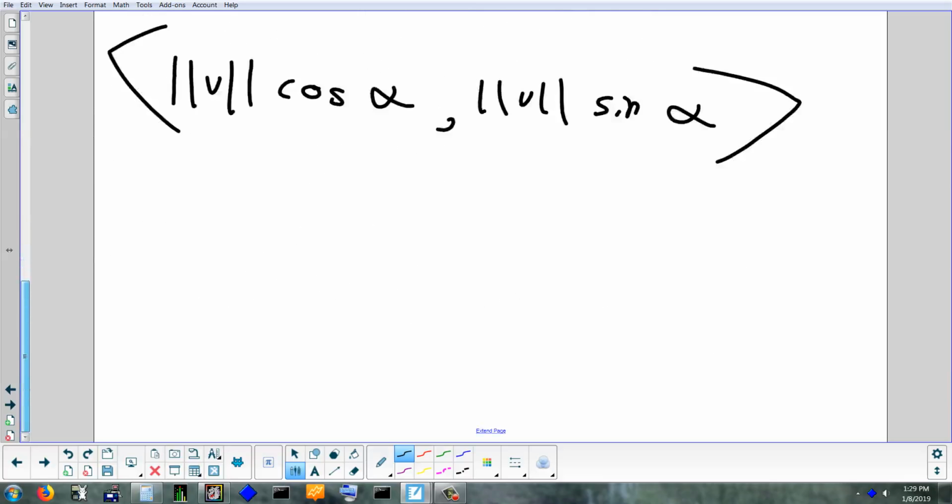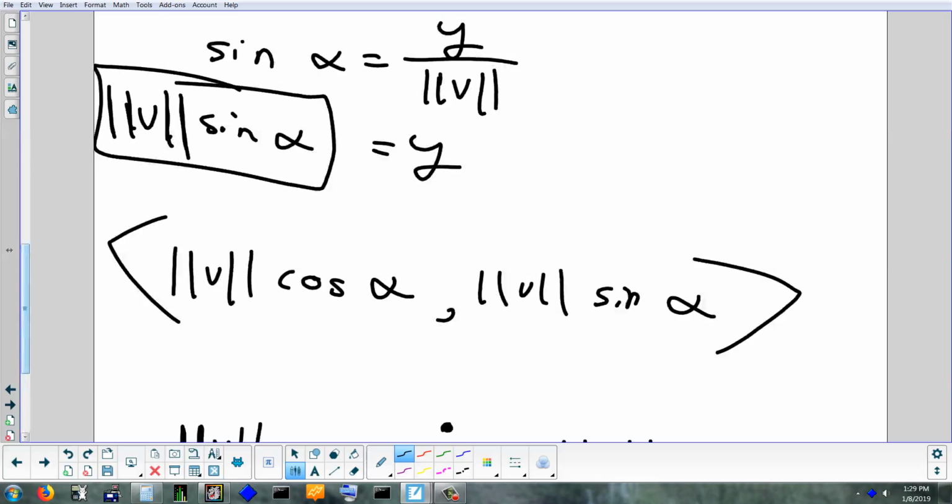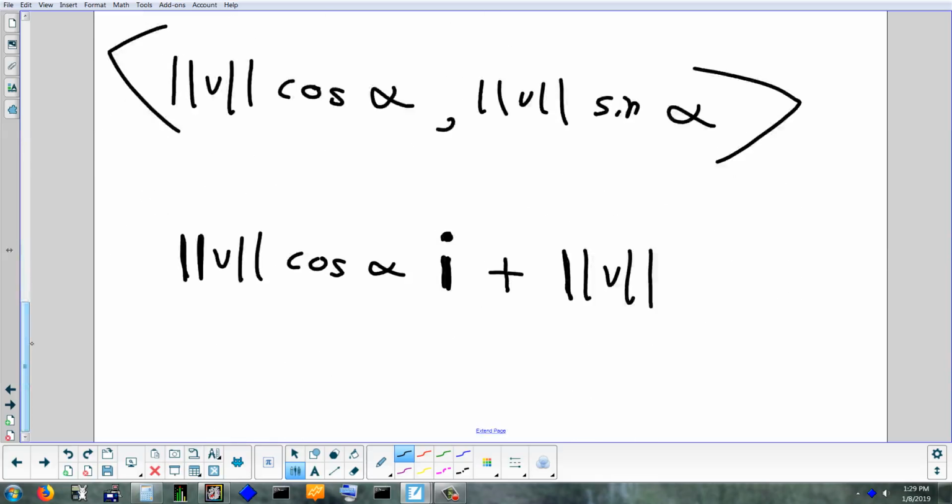Now, if you wanted to write it with i's and j's, which one of these is the i? The first one or the second one? Erica? The first one. So you just put this number down, whatever it happens to be. Usually you need a calculator to find it. So you'd have a number in front of i, plus, and then your second one, sine alpha, and that's in front of j.